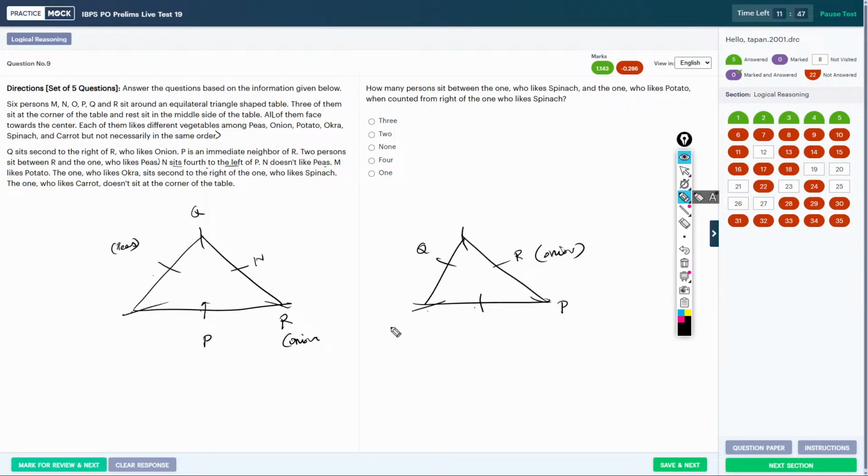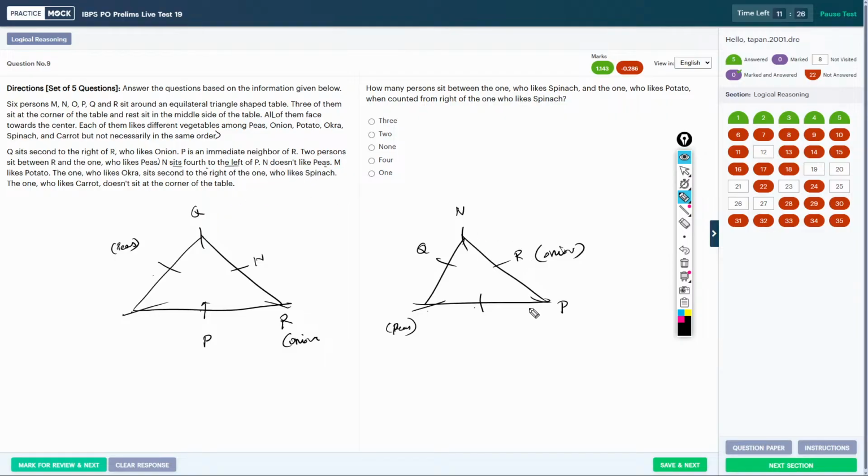One, two, R, and the one who likes peas. And 4, 1, 2, 3, N. If he was here, he was here. Sit between N is both to the left of P. 2% sit between P's. N is both to the left of P. N does not like peas.